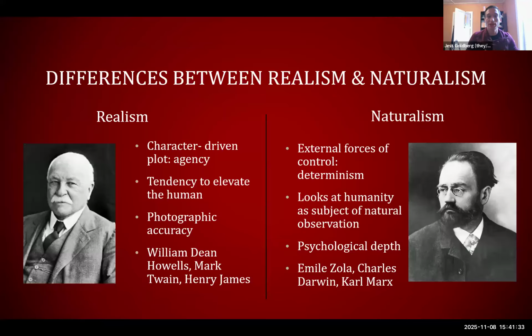We shape our environment. Naturalists tend to put humanity on the same level as nature and animals because naturalists are looking at humans as just one subject within the natural world. Realism is really focused on that photographic accuracy. Photographic accuracy meaning like when you take a photo, it's the external world, it's the world as it looks. Naturalism really dives more into inner psychological depth, right? What is on the inside of the human.